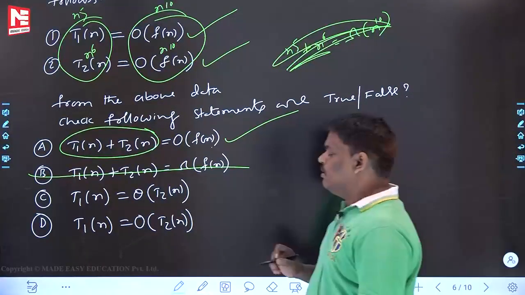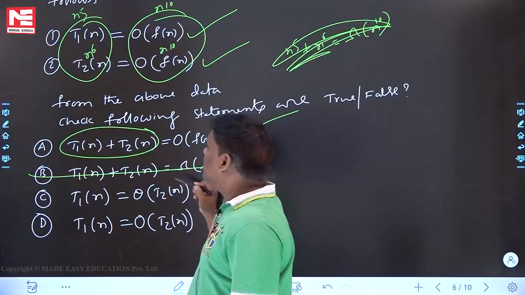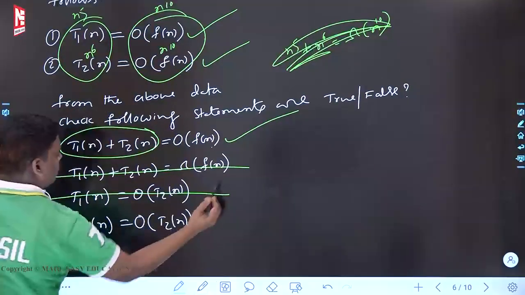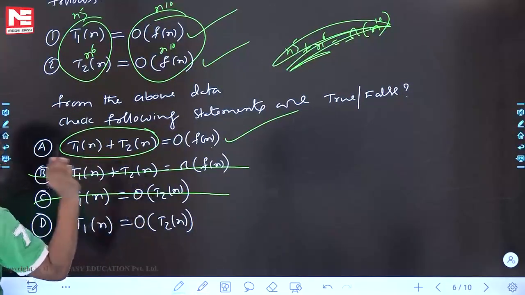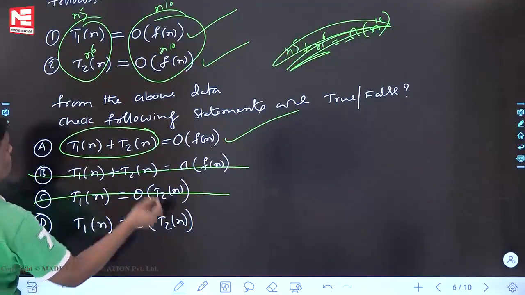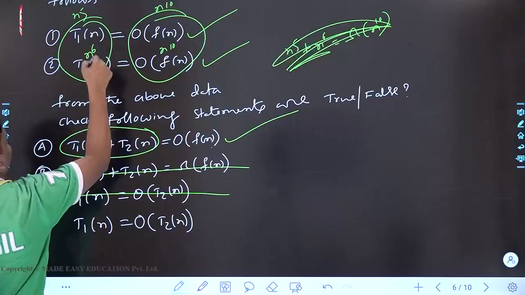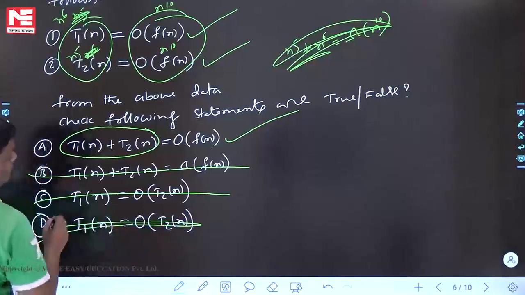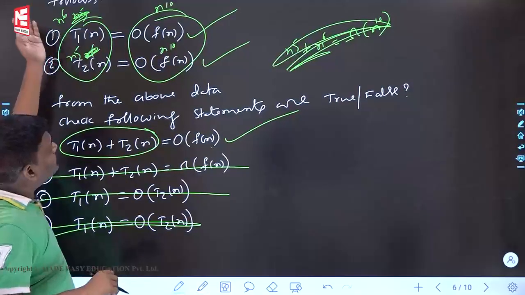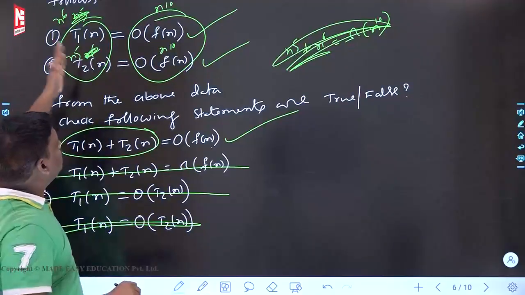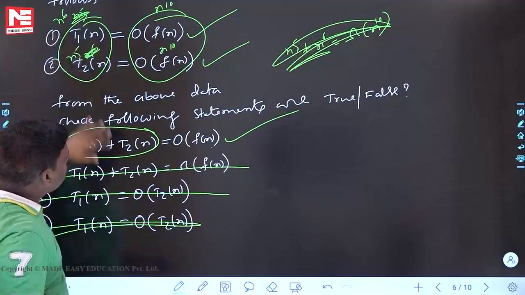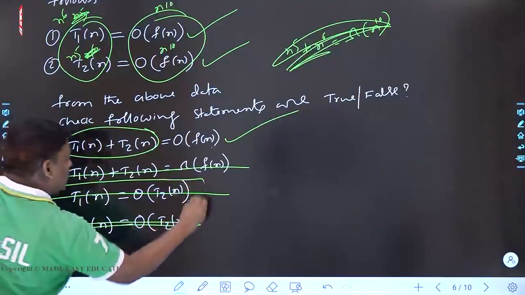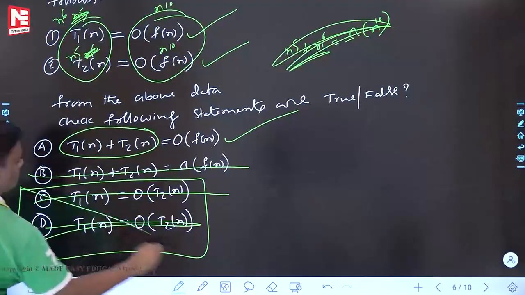Can you say what option C is? T1 of n is theta of T2 of n. He is saying that T1 and T2 are both equal. Need not be. There is no relation at all. It may be true once or twice, but no relation. Next one, T1 is bigger than T2, maybe, maybe not. If I reverse, it is n power 6, it is n power 5. No relation at all, because it is not mentioned in the problem. The problem only mentions T1 to f, T2 to f, but nowhere is the relation between T1 and T2 mentioned. So C and D cannot be the answer. C and D are wrong statements.